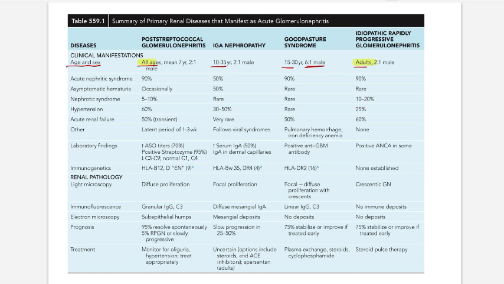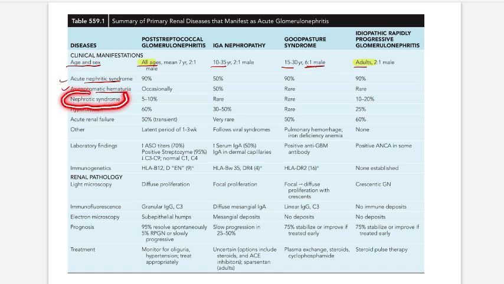and RPGN. Next, acute nephritic syndrome. The picture of acute nephritic syndrome is seen in almost all of these: PSGN 90%, IgA nephropathy, Goodpasture syndrome, and 90% in RPGN. So acute nephritic syndrome is the hallmark of all these entities. Next, asymptomatic hematuria. Just remember, asymptomatic hematuria is mostly seen in IgA nephropathy. This is one of the hallmark features of IgA nephropathy. In other conditions, it is rare.